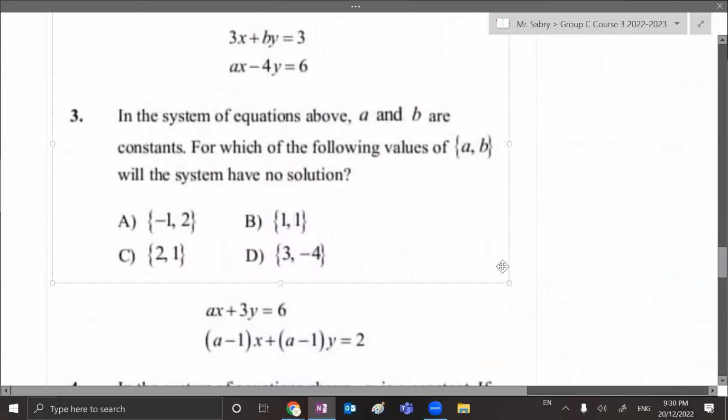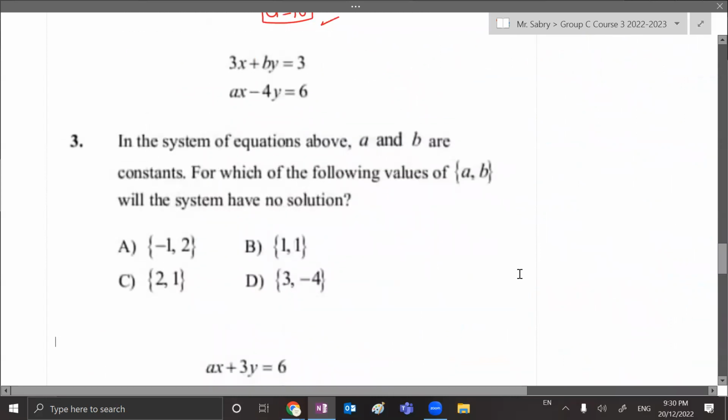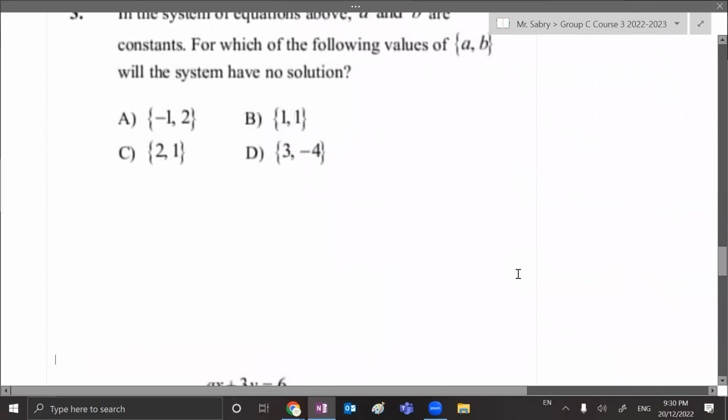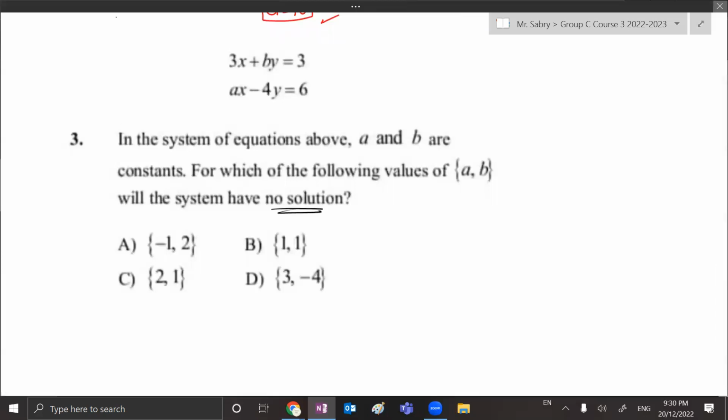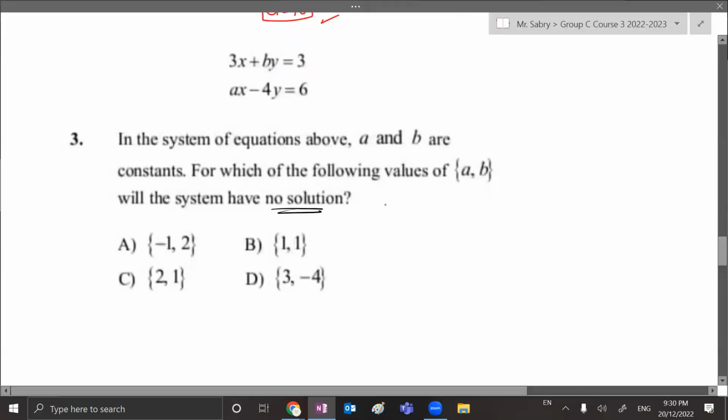Number 3. Again, it says here, the system of equations has no solution, and that's where we're going to start. Since it says no solution, it means that only the slopes are equal. So I'll get the slope of the first one. What's the slope of this? It's negative the number next to the x over the number next to the y, and I'll make it equal to the slope of the other one, which is negative the number next to the x over the number next to the y.